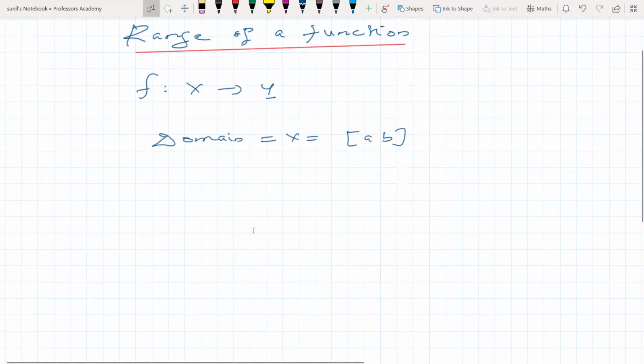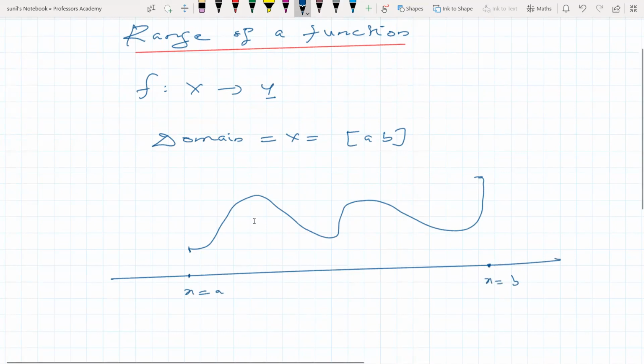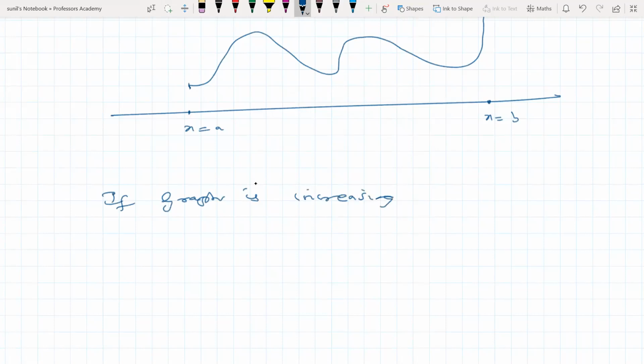So we can say that the graph will move something like this. This is the starting point, x equal to a. This is the point x equal to b. Now the graph is increasing. If the graph is increasing, that means, let me tell you.